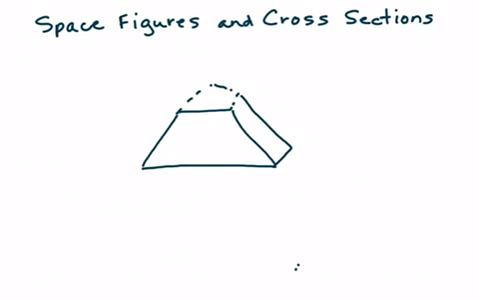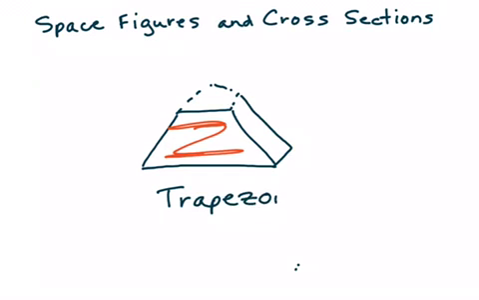This is called a trapezoidal prism because there's a trapezoid. Here's the trapezoid right here. Why is it a prism? Because it's flat on top. There's no point up here. It's flat on top. All right, so they are the space figures.